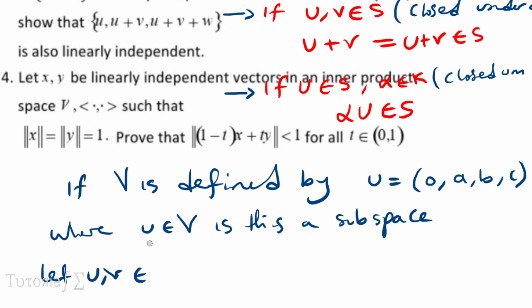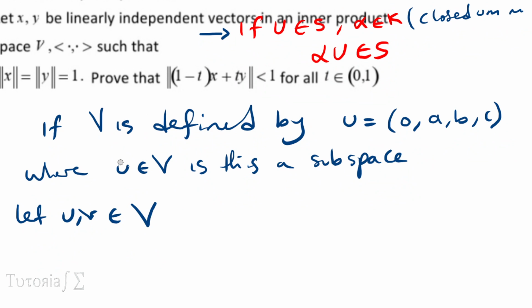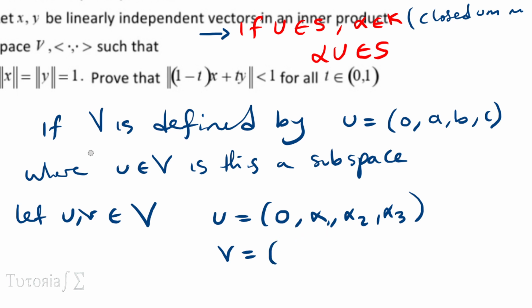Now we are going to let two vectors u, v be elements of the given vector space, which is capital V. If these vectors are elements of capital V, then u should have a 0 there, and the other entries can be any other letters: alpha 1, alpha 2, alpha 3. This is a 4-dimensional vector. Meaning that v will also have the same definition because it belongs in this space, which is 0.